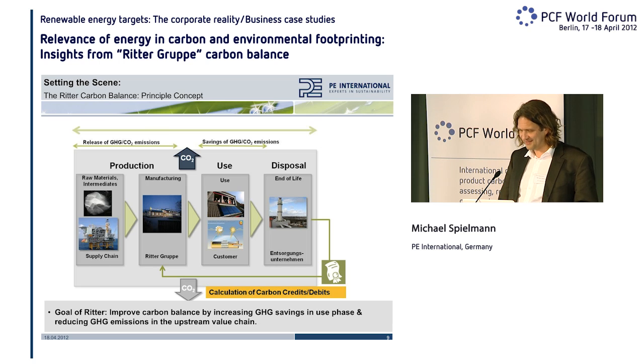So the concept of the carbon balance is that you have two sides. First, you have releases of greenhouse gas emissions when you do the actual production of a certain product. In this case, the production of a thermal collector, solar collector. And this is where you have your emissions.